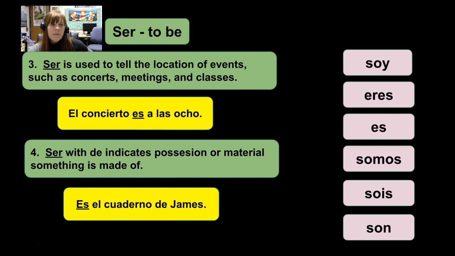Número tres, ser is used to tell the location of events, such as concerts, meetings, and classes. El concierto es a las 8. The concert is at 8. And so this one also is talking about time. So it's not only an event, you have time in the equation as well. Ser with de indicates possession or material something is made of. Es el cuaderno de James. It's James' notebook.